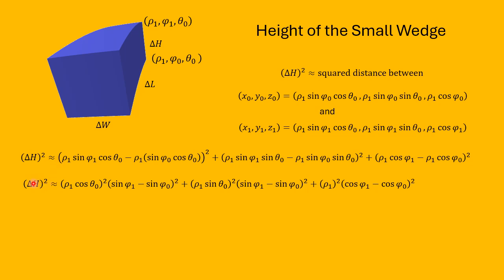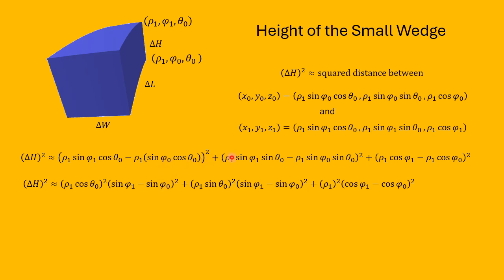So we have delta h squared equals what? If we look at this first term here and compare it to what we have up here, notice that inside this square we have 2 terms, each has a rho 1, and each of them has a cosine theta naught. So we can factor that out and get rho 1 cosine theta naught quantity squared times sine phi 1 minus sine phi naught, also quantity squared.